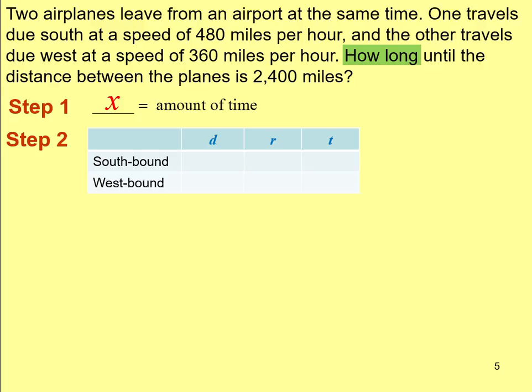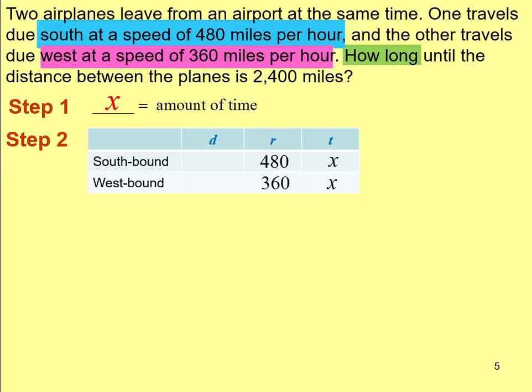In every instance, there will be something that is given explicitly in the problem. For example, the time that we just came up with is x, so we'll put that in the t column for both of them, since they both travel the same length of time. And it says right here that the one heading south travels 480 miles an hour, so that's the r. And the other one, the westbound one, travels 360 miles an hour, so that's the r for the westbound.